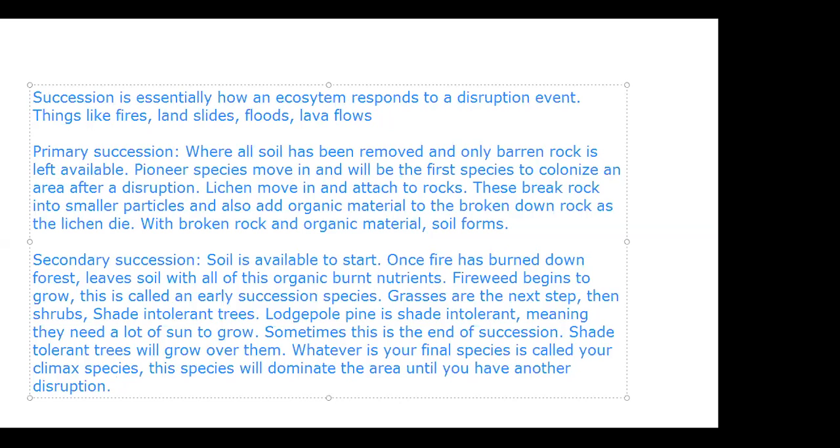And this is essentially succession, okay? You have either primary or secondary, and it's just after something has happened to an ecosystem, what does that ecosystem do to repair itself or to come back, okay? Does anybody have any questions about succession? I will take your silence as a no.